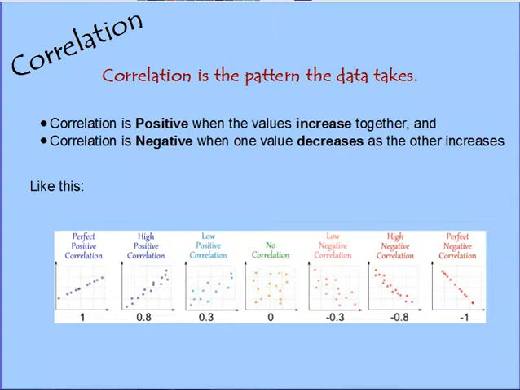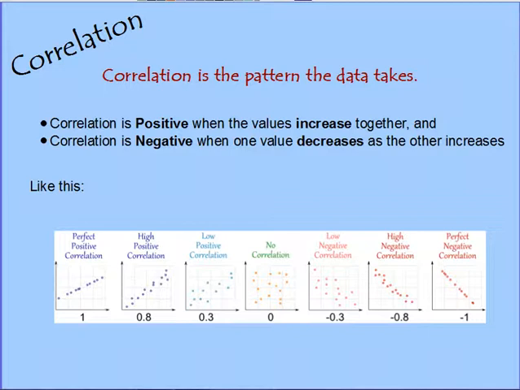Correlation is the pattern that the data takes. Correlation is considered positive when both values are increasing. In other words, it's going to show you a positive slope. Correlation is negative when one value is increasing and the other is decreasing. That's going to look like a negative slope, and that's called negative correlation.